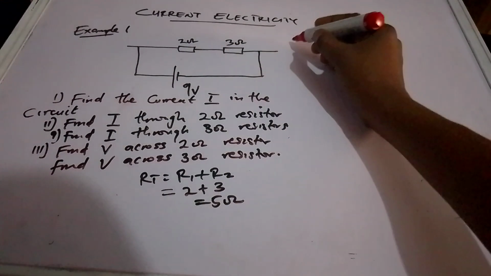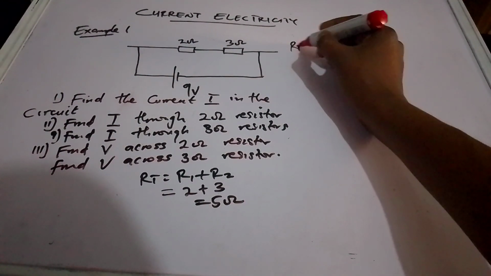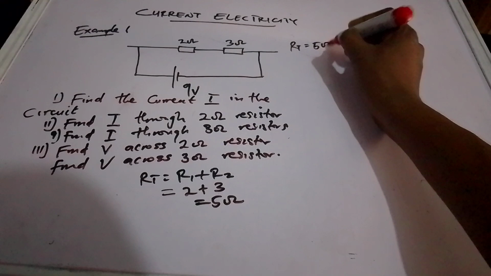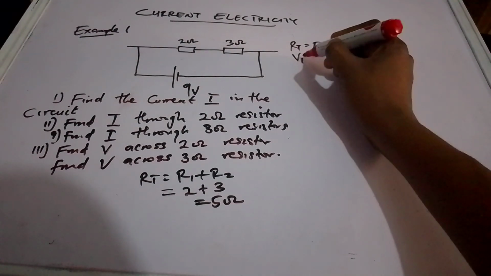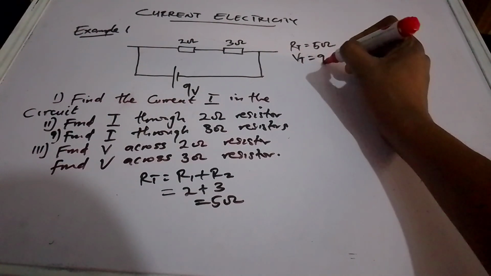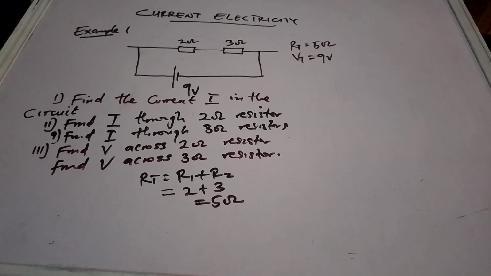So let's pick parameters. The R total is 5 ohms, and what is the V total? The V total is 9 volts. So the next thing is, let's find the current.